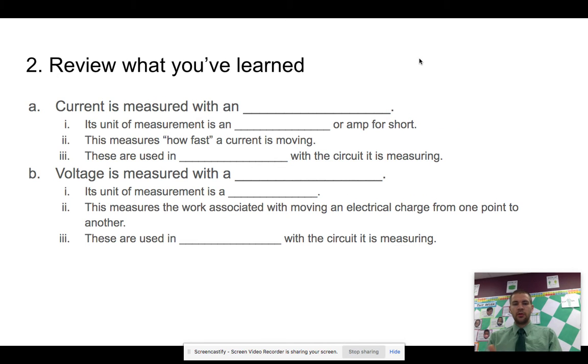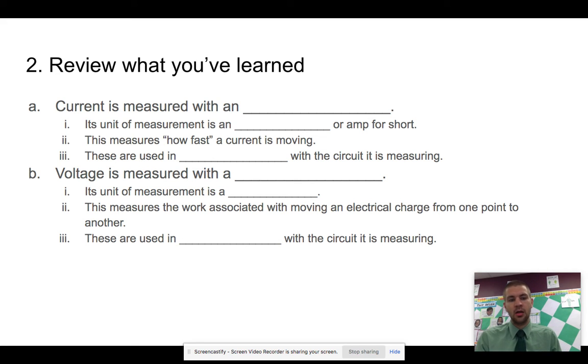So let's review what we've learned. Again, you can copy this down into your notebook. Current is measured with an ammeter. Its unit of measurement is an amp, or amp is actually short for ampere. This measures how fast a current is moving. These are used in series with the circuit it is measuring.